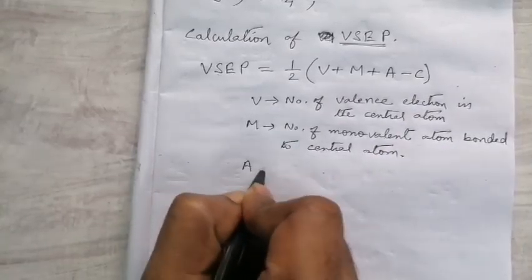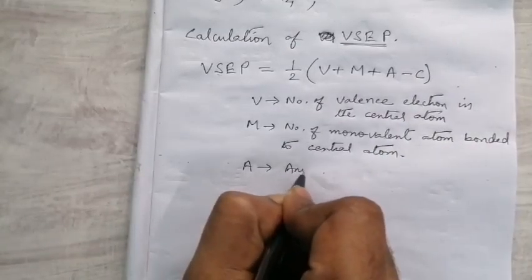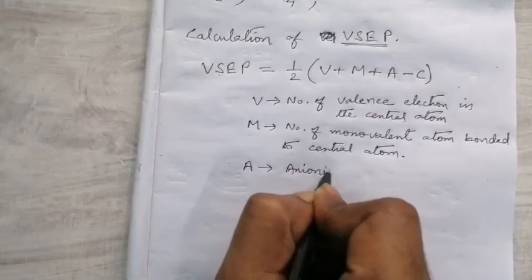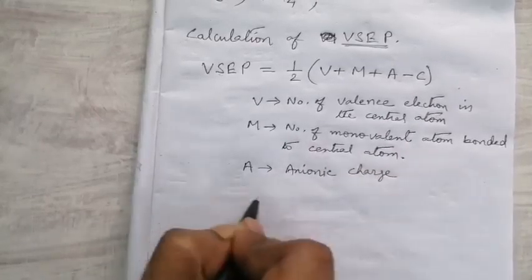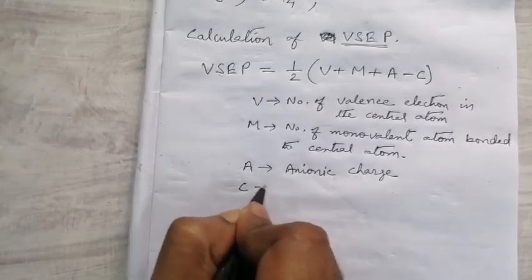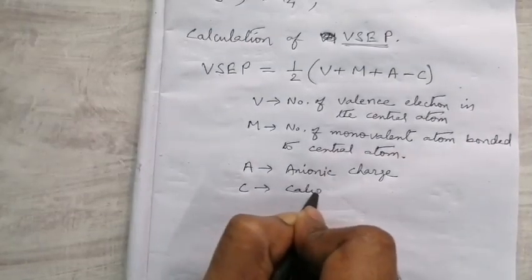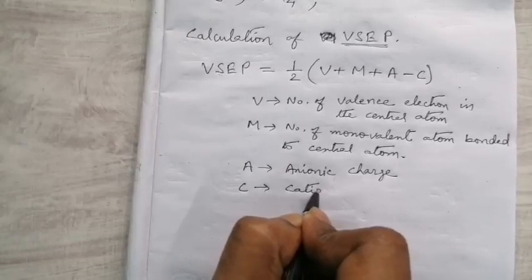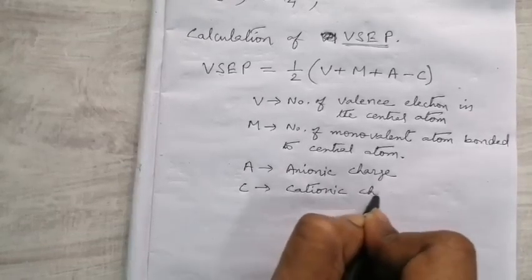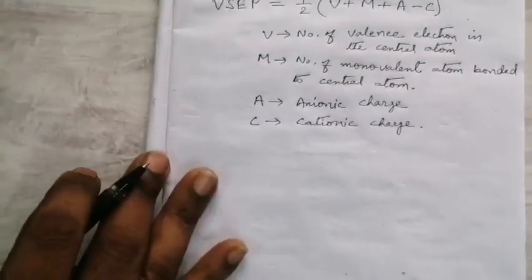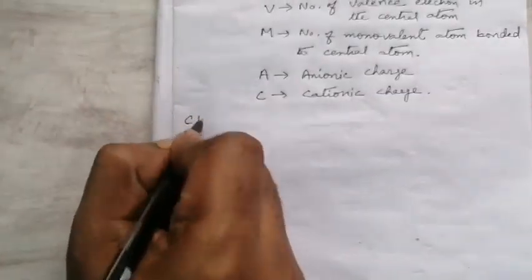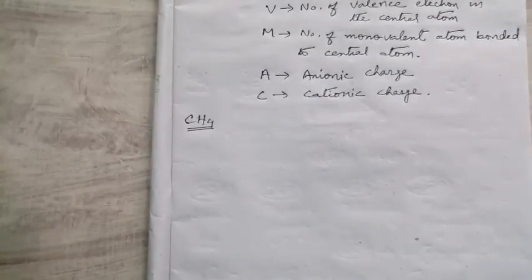Now come to A. What is A? A is the anionic charge. And what is C? C is the cationic charge. Okay. Now let's begin with our first molecule, CH4. Please pay attention, otherwise you will miss the important part of this discussion.